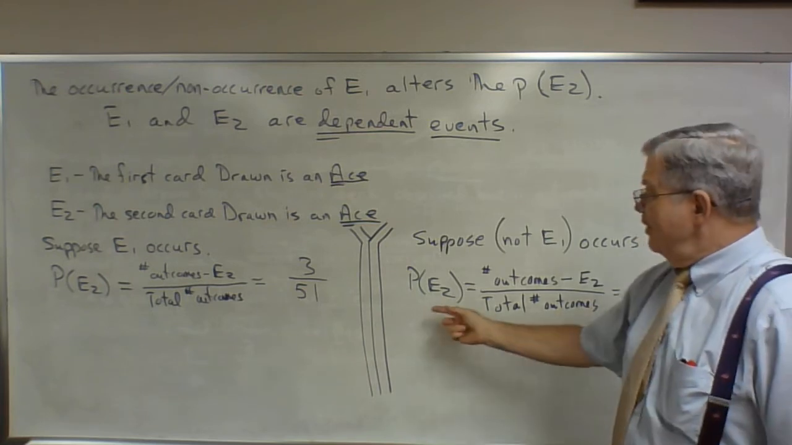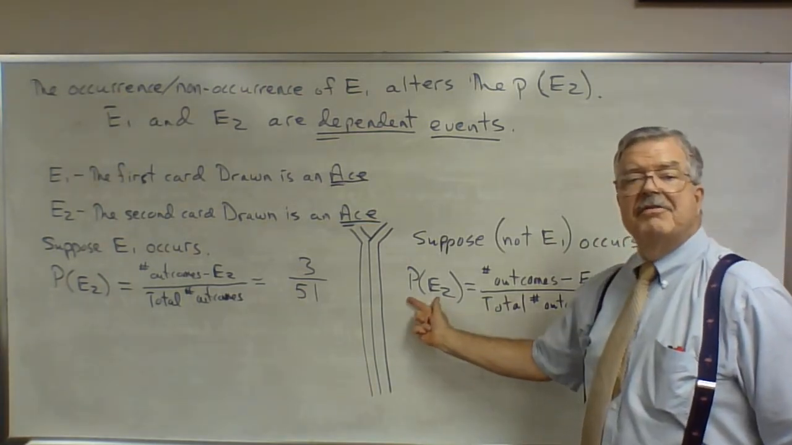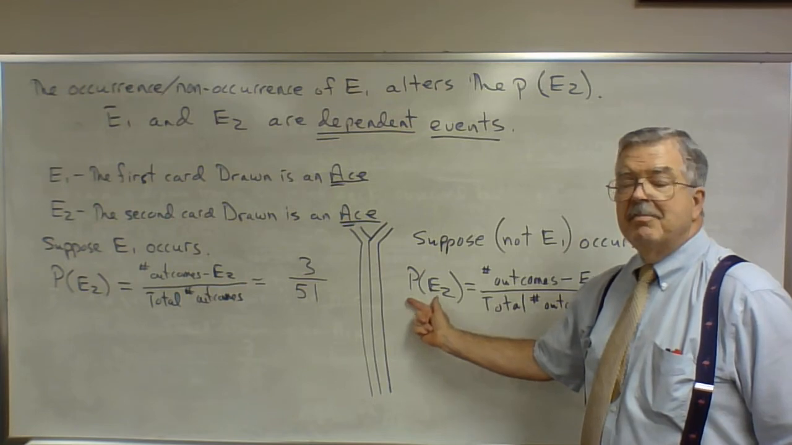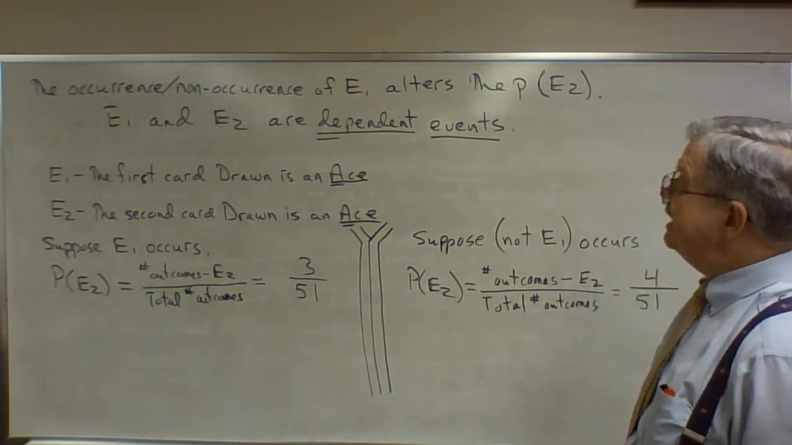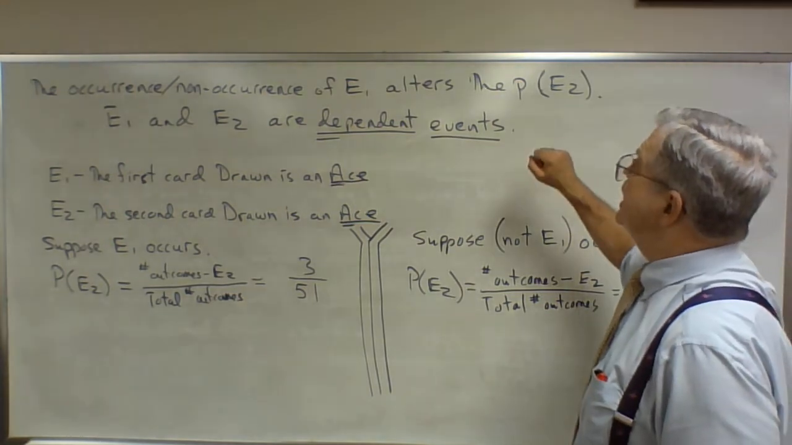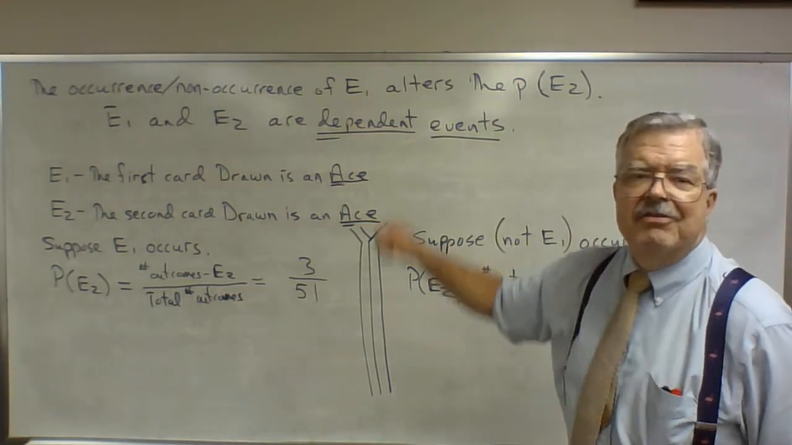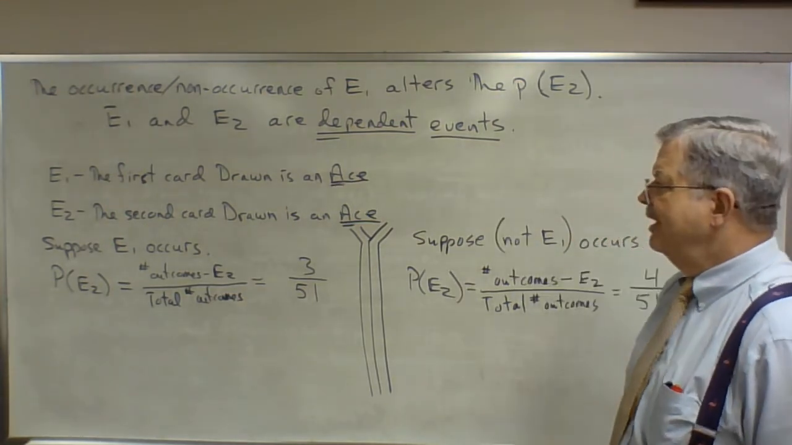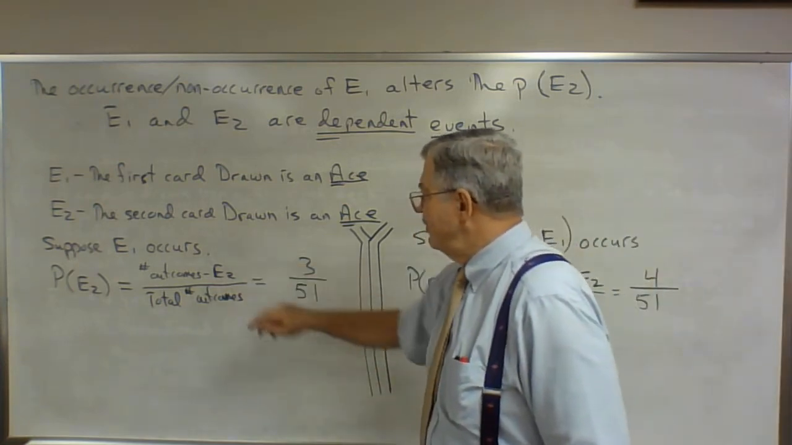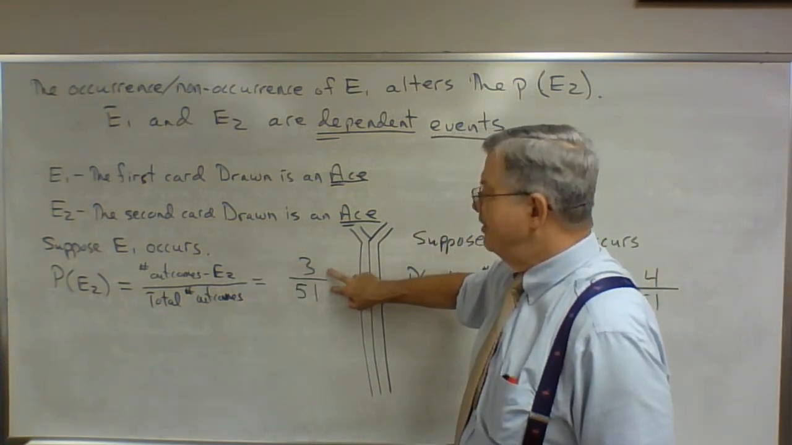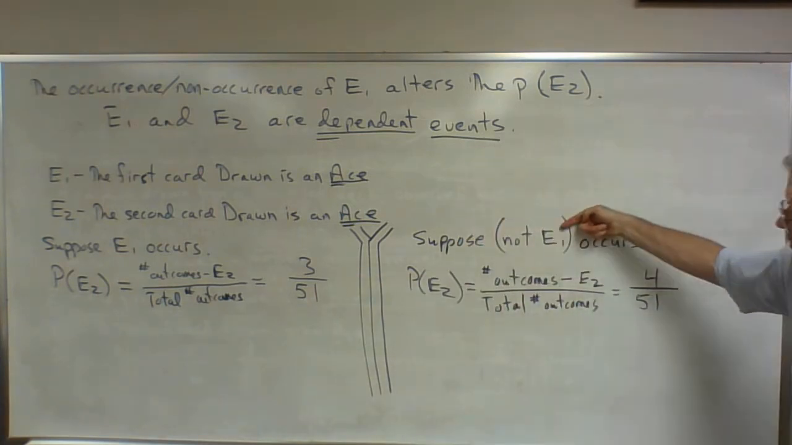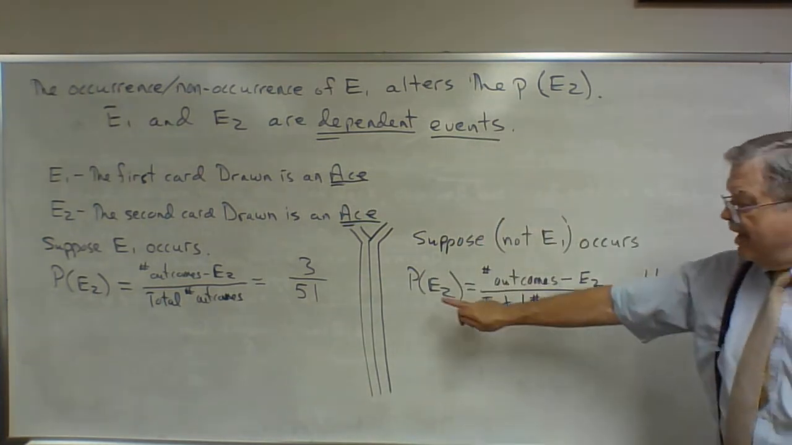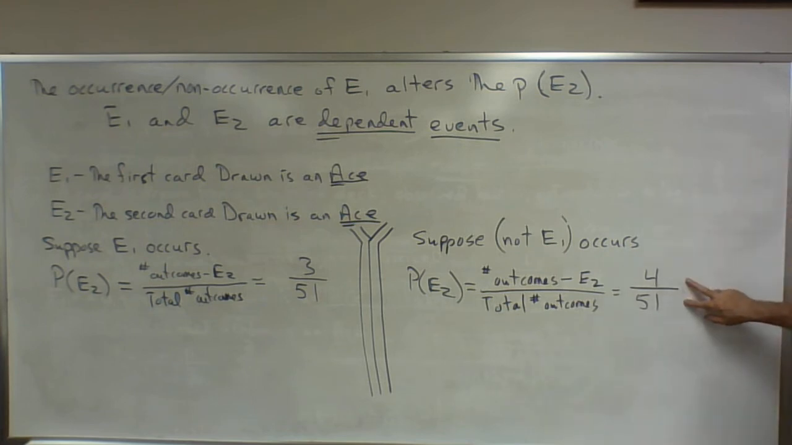The value of the probability of E2 occurring, the probability of getting an ace on the second draw, changes depending on whether we got an ace on the first draw. If we get an ace on the first draw, the probability of getting an ace on the second is 3 out of 51. If we don't get an ace on the first draw, the probability that we get an ace on the second draw is 4 out of 51.